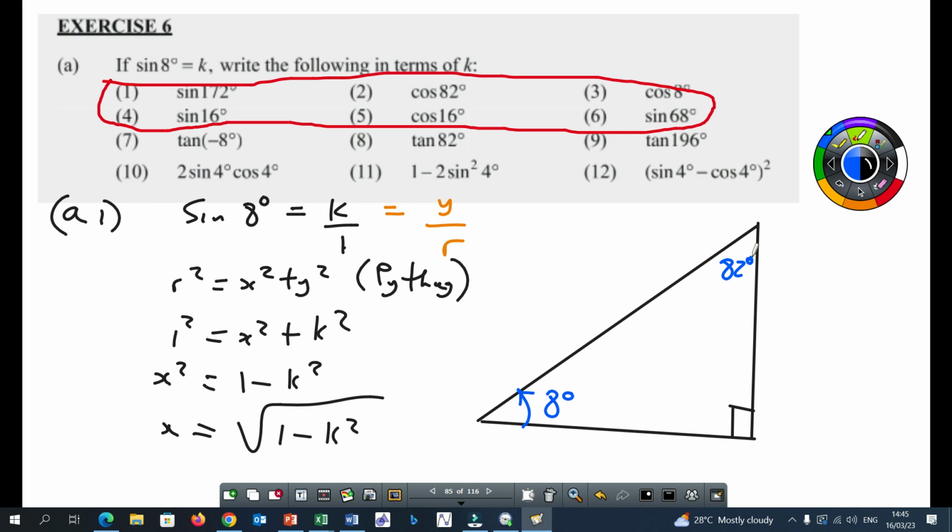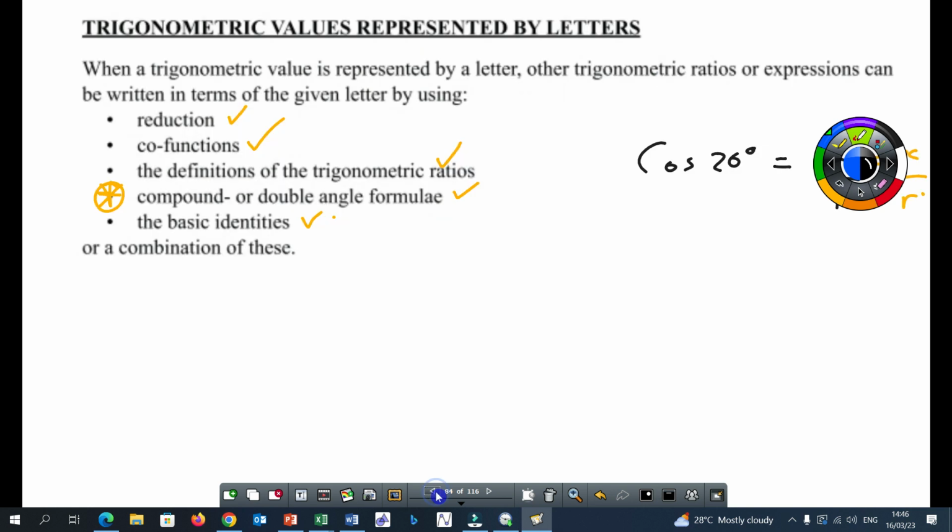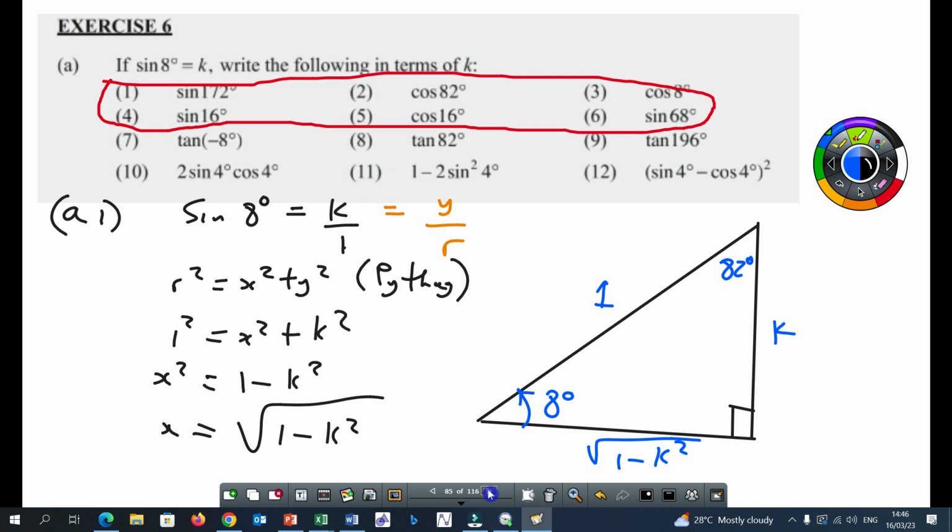So once you have got this, your r here is 1. Then x, remember, is the horizontal distance. y is going to be k, that's the vertical distance, and the horizontal distance is x, so that's the square root of 1 minus k squared. Once you have determined your three values, x, y, and r, and you've drawn your diagram, everything else is going to require application of these skills. Then, let's move on now.